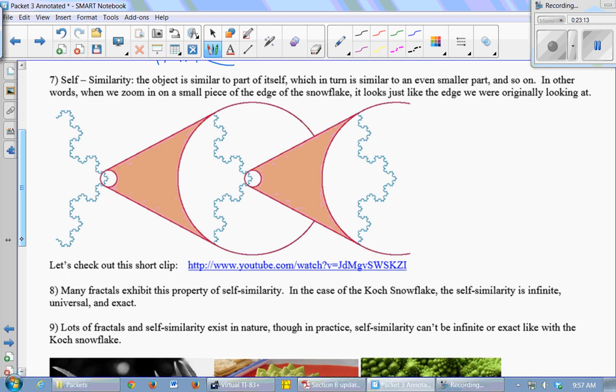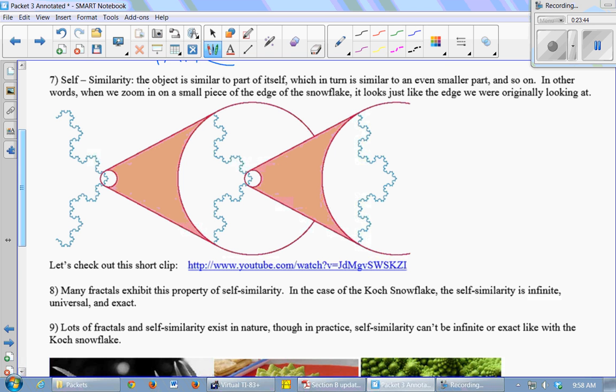All right, so self-similarity. This is a property of many fractals, including the Koch snowflake. It means that the object is similar to part of itself, which in turn is similar to an even smaller part, and so on, right? So in other words, if you zoom in on a small piece of the edge of the snowflake and blow it up, it looks exactly like the original snowflake. And you can do this forever, right? Take this zoomed in piece, blow it up, looks exactly like this piece and the original.